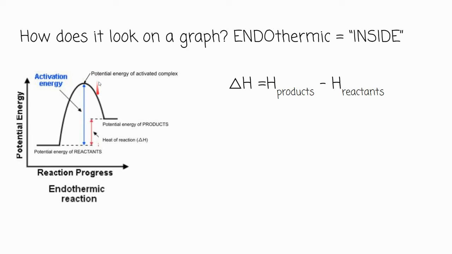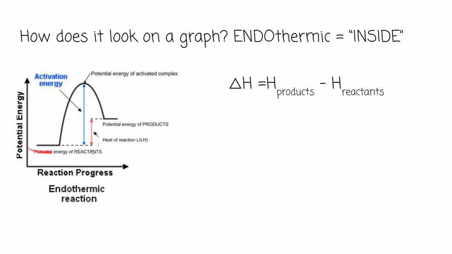And then the potential energy of the activated complex: because the activated complex is up here, potential energy is always measured from the very bottom. Activation energy is only from the reactants to the top of the hill. Potential energy of the activated complex is from the top of the hill to the very bottom of the graph. So here we have delta H of products minus delta H of reactants. So here's our products, here's our reactants.